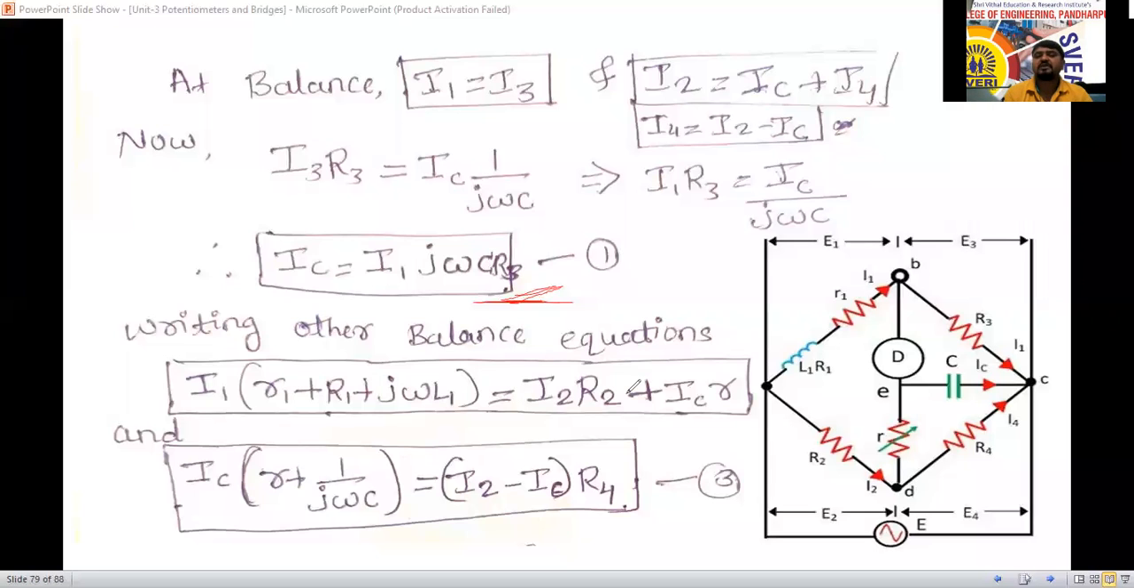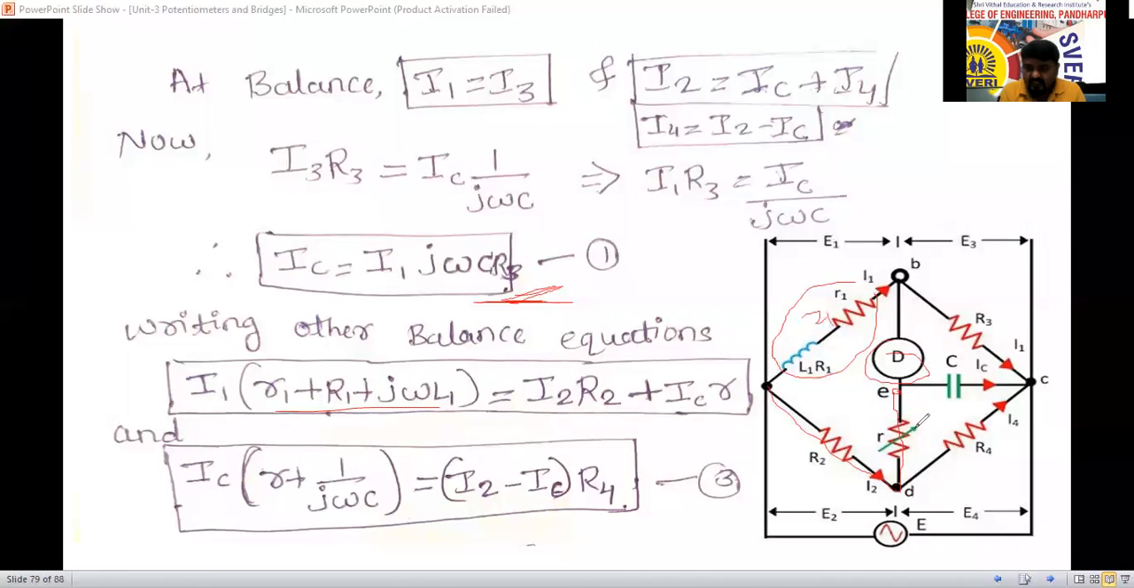Next, the other balance equation we have to write here. The other balance equation is nothing but voltage drop across this one equal to voltage drop from here to here, A to E. The galvanometer detector is connected here, so this whole branch we have to consider now. So the voltage drop across this one is nothing but I1 into all of this: R1 plus j omega L1, this is nothing but Z1 here. I1 Z1 equal to I2 into R2 plus this one here now.